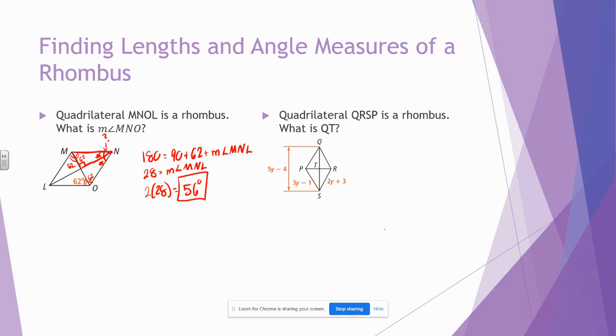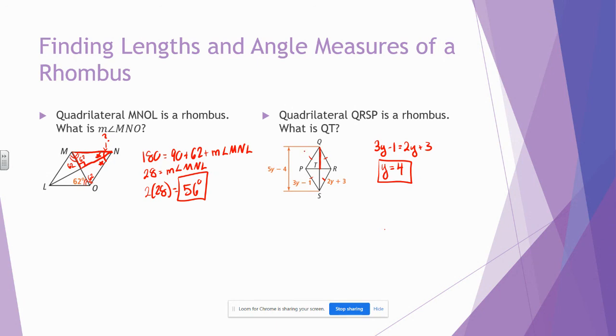And our last problem of the video, we have QRSP is a quadrilateral. We want to find QT. So just that little piece right here. Since we have a rhombus, all 4 sides are equal. So we're told that PS and RS are 3y minus 1 and 2y plus 3. Subtracting 2y from both sides and adding 1, I'm sorry, y is equal to 4.